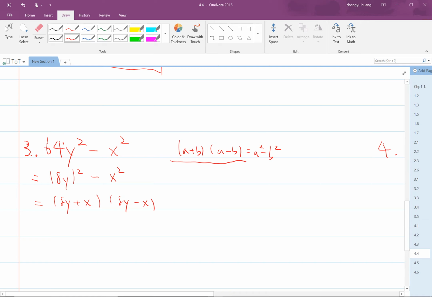Okay, so now we actually done the factory, right? So this is the solution. If you're actually good enough, you don't even need to write down the property. You just write down the solution in one step. Okay, so let's move into question 4.